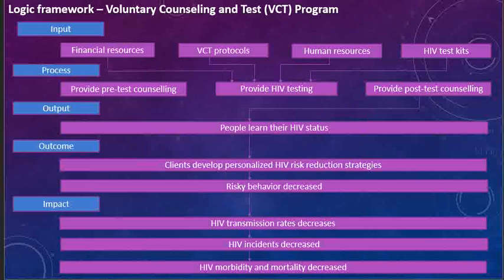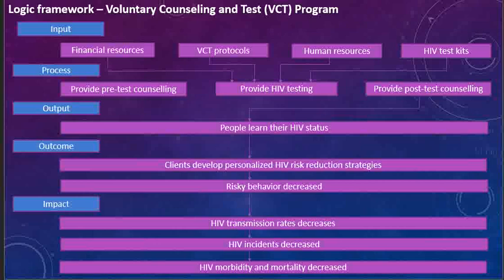So you can see that our inputs are financial resources, VCT protocols, human resources, and HIV test kits. Then what all this does is provide HIV testing. Then, of course, we have pre-test counseling and post-test counseling. After you have this post-test counseling, you're going to have an output, a short-term result, like people learn their HIV status.